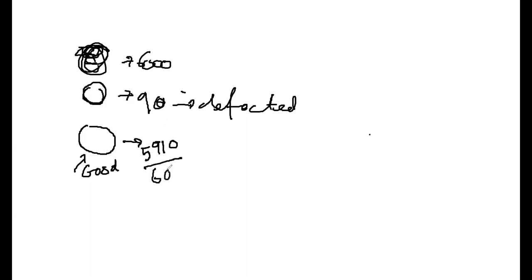So your answer will be this divided by 6,000 to the power of, how many CD you have? You have 4 CD. So this will be to the power of 4, and then times 100%. So this will be your answer. Okay. Let me show you the calculator.